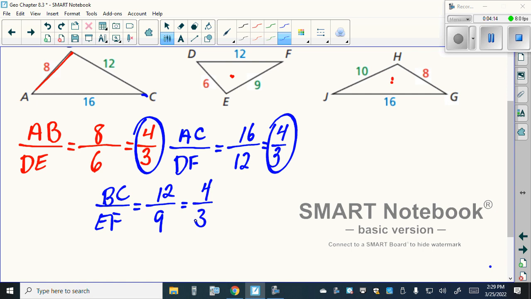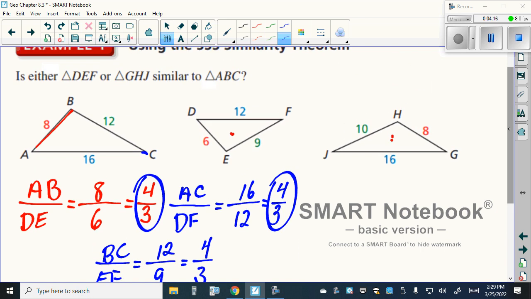So since these do have all 3 of the same proportions, we can say that triangle ABC is similar to triangle DEF. Because the proportion for all 3 sets of sides is the same. So the 2 triangles are going to be similar.